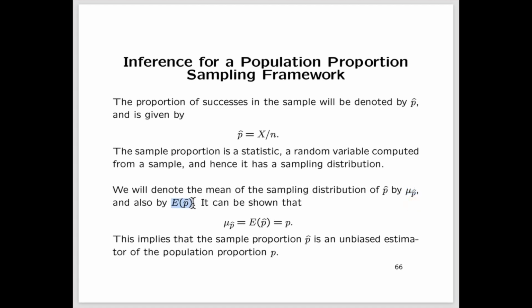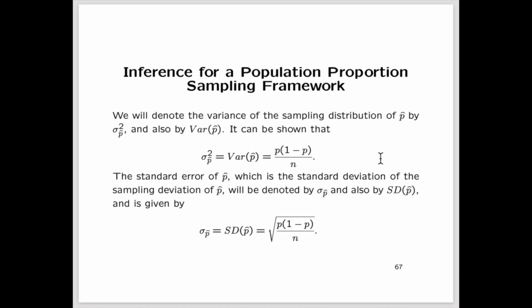And we will also, in some cases, denote it using the expectation operator, so the expected value of p hat. And so, like I said just a few moments ago, it can be shown that the mean of the sampling distribution of p hat, also called the expected value of p hat, is the underlying binomial proportion. And so that would imply then that the sample proportion p hat is an unbiased estimator of the population proportion p.